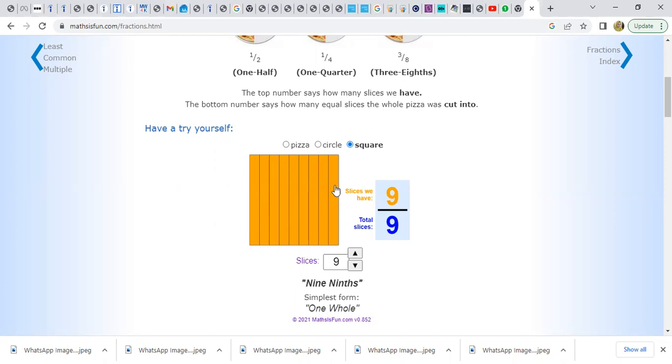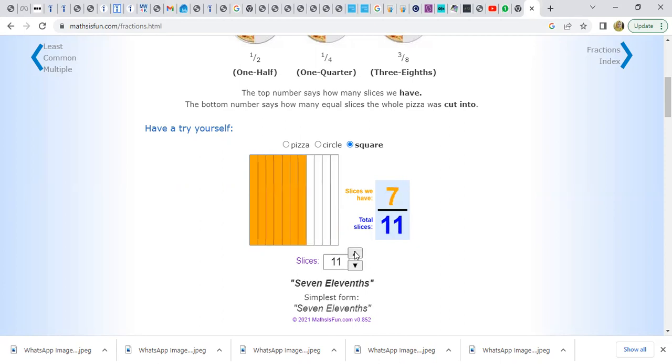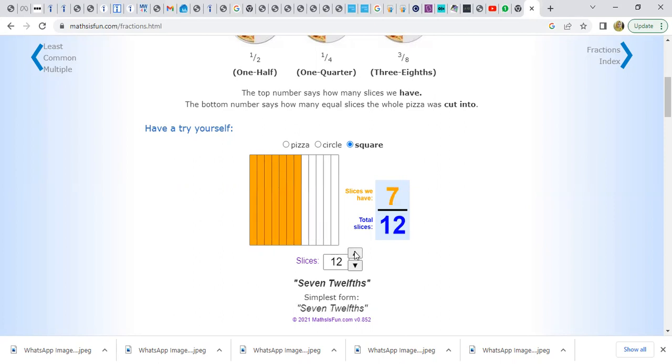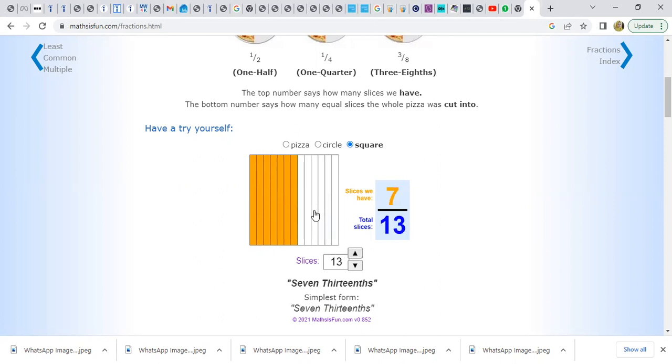So if you have a whole shape, and you are taking some parts of that whole shape, you can represent it in a fraction. So you can extend the number of parts of your square and you can understand it easily. It is 9 over 13, it is 10 over 13. So I hope you have understood.